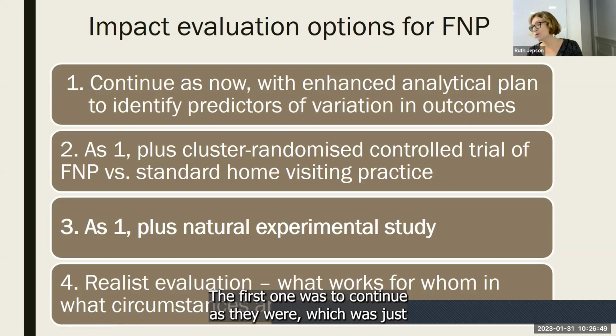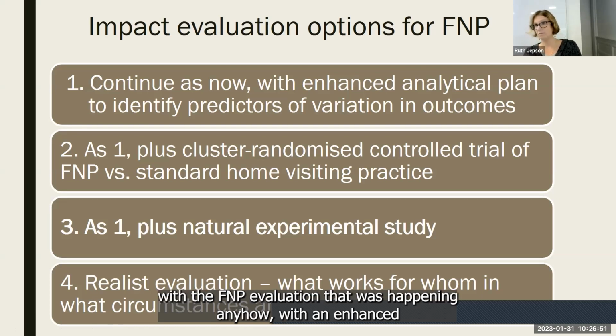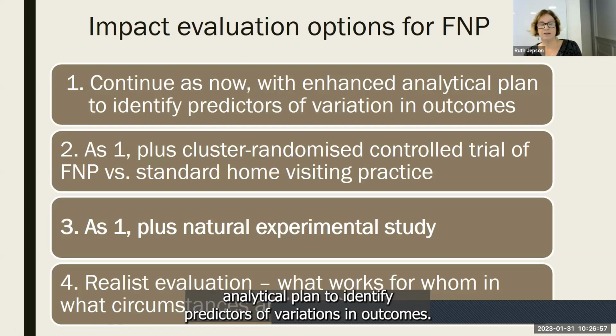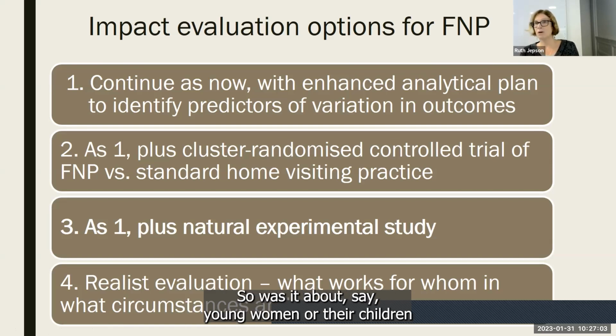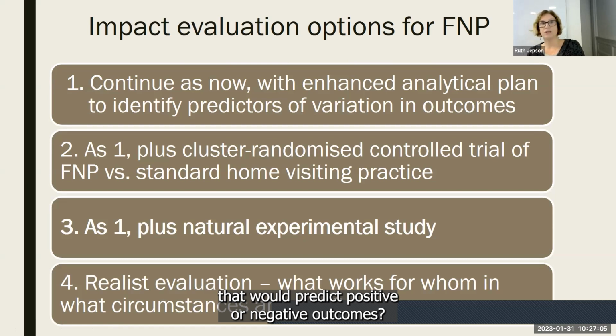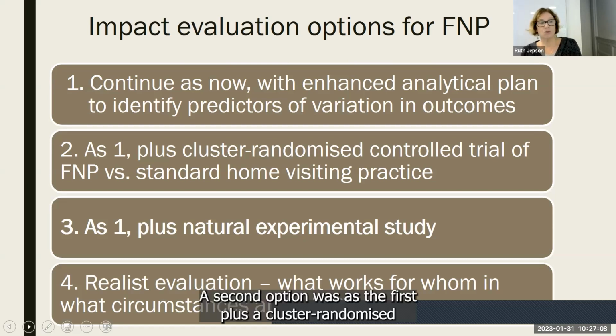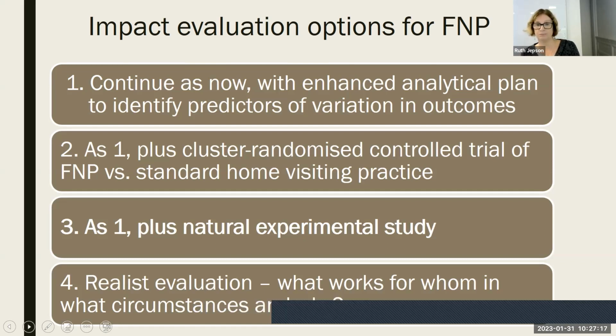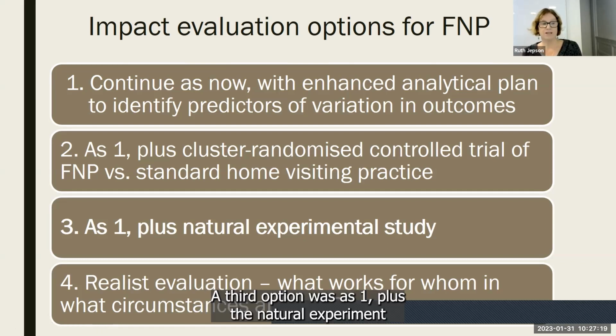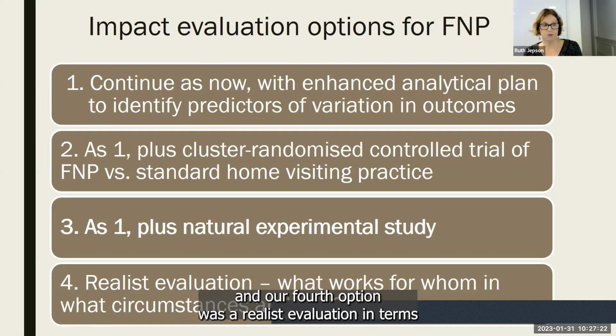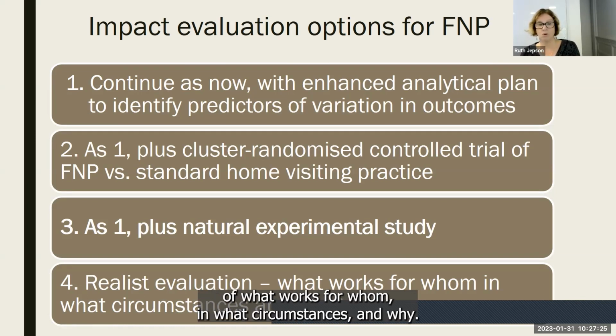The first one was to continue as they were, which was just with the FMP evaluation that was happening anyhow, with an enhanced analytical plan to identify predictors of variations in outcomes. So what was it about, say, young women or their children that would predict positive or negative outcomes? Our second option was as the first, plus a cluster randomized controlled trial of FMP versus standard home visiting. Our third option was as one plus a natural experiment, and our fourth option was a realist evaluation in terms of what works for whom, in what circumstances, and why.